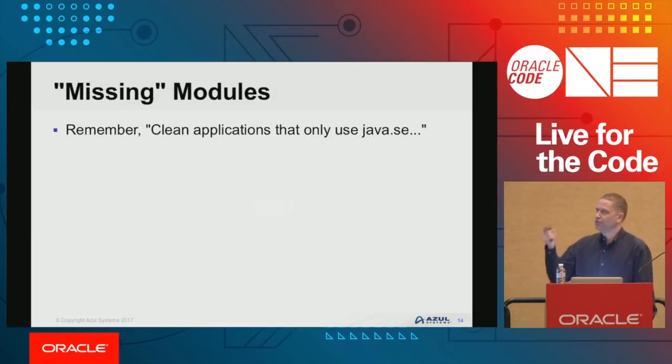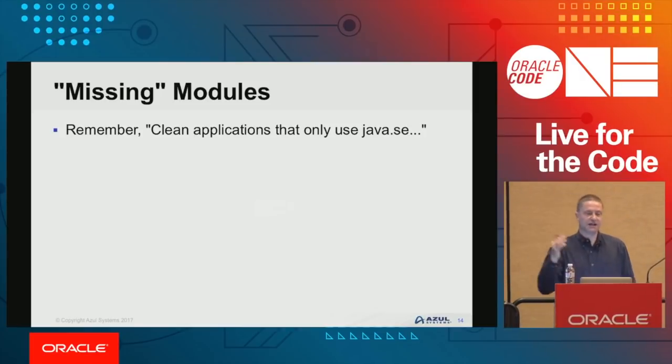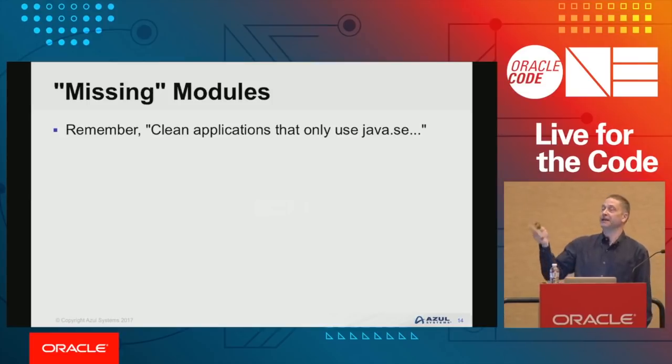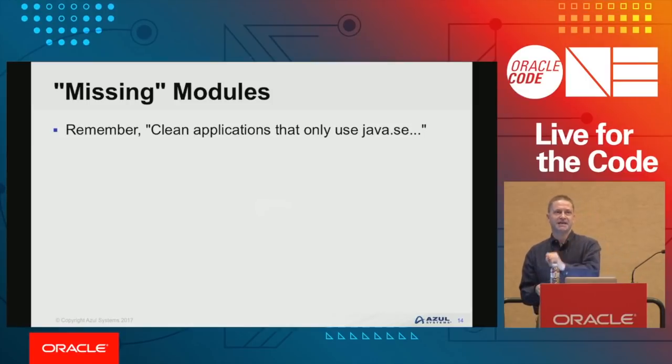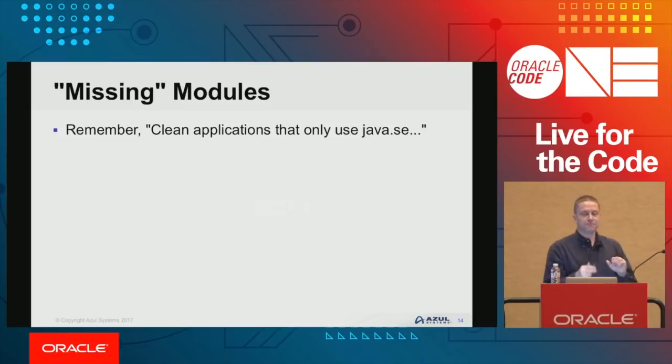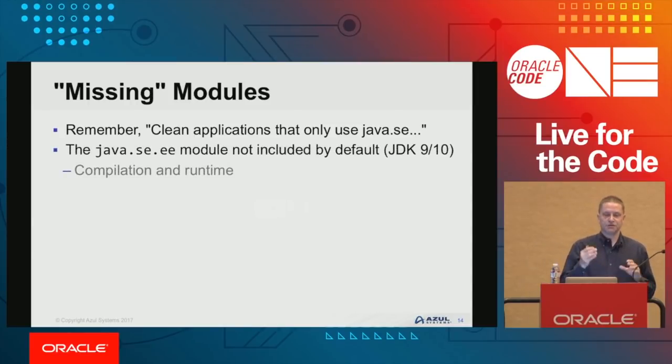Missing modules. Right, so in JDK 9, if you remember, one of the quotes from Oracle was that clean applications only use Java SE. Now, they're very explicit and very clear about what they mean by this. So java.se is what's called an aggregator module. And if you look at the JDK, there are two aggregator modules, java.se and java.se.ee. It's a little bit confusing, but there you go. And so if you only use the things from java.se, everything should just work. But if you use java.se.ee, then you're going to have some issues.